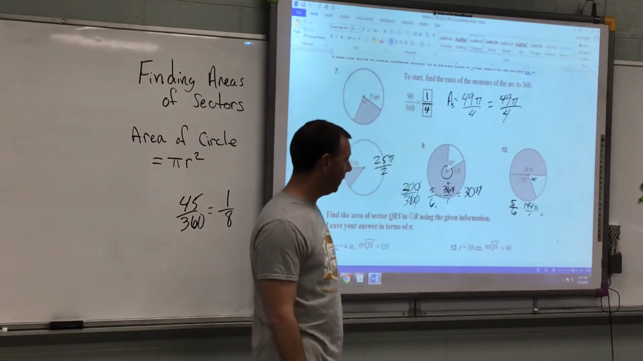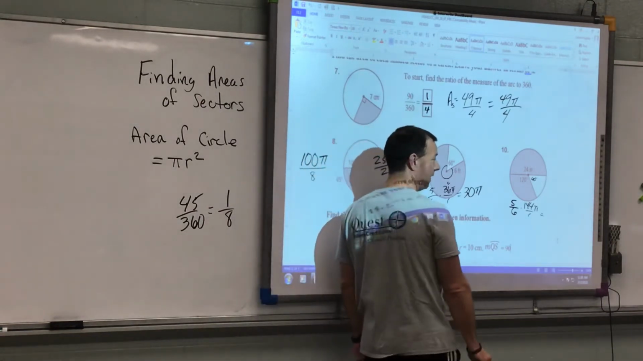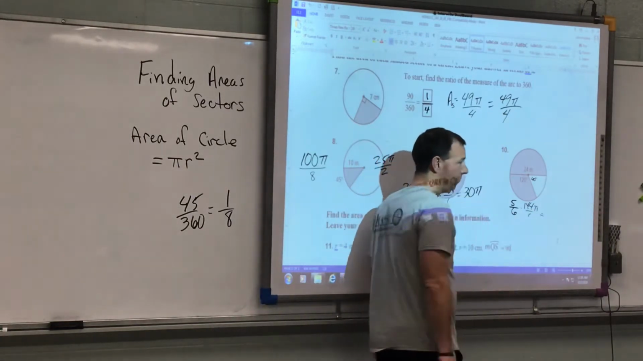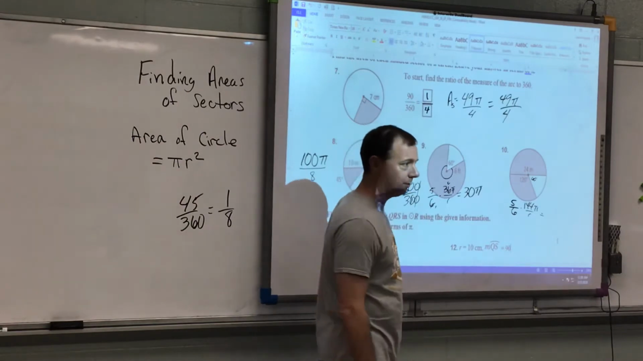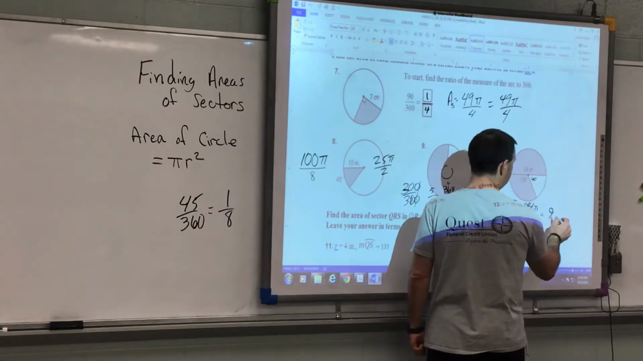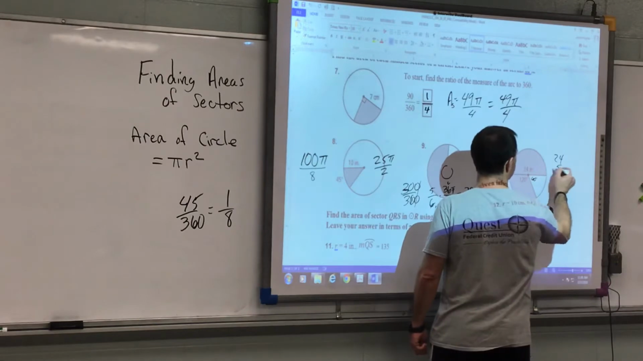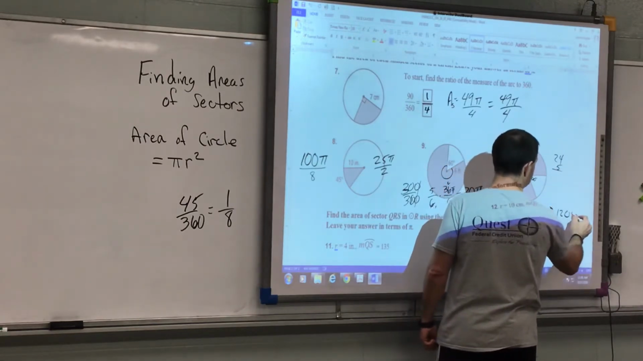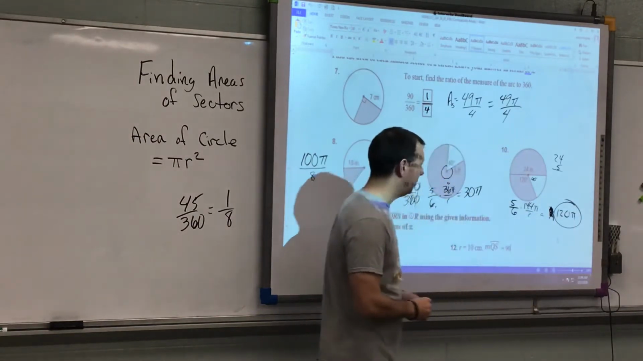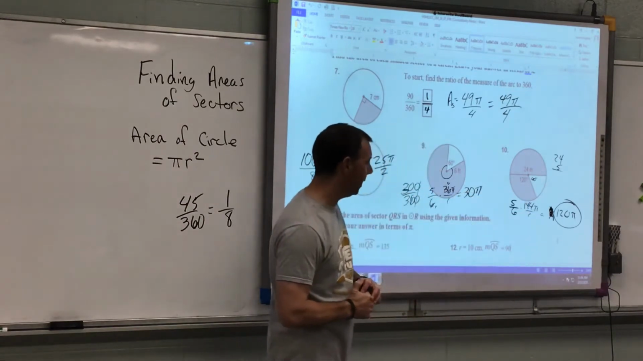I'm looking at 144 over 6, and 144 divided by 6, because I'm trying to simplify here in my head. That's 24. 24 times 5 is 120, so that is 120 pi. Forget about what I said a moment ago. So you've got your area. I don't know if you can see that on the screen. However, that would be 120 pi.